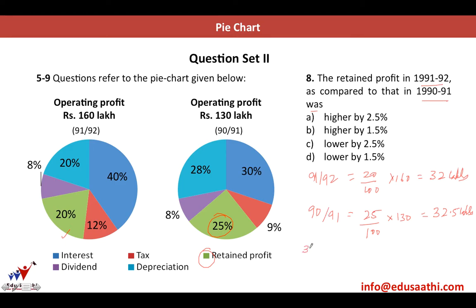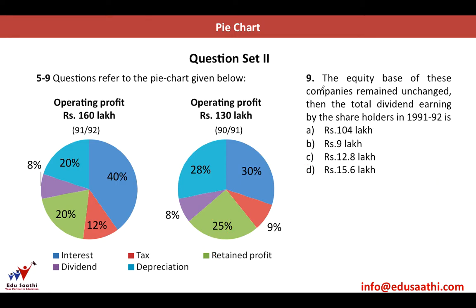So we have to calculate the percentage increase or decrease. So what is the final value? 32 minus 32.5 divided by 32.5. This is the final value. This is the initial value, divided by the initial value into 100. So this gives me minus 0.5. The minus sign here shows that there is a decrease, so it has to be lower. 0.5 divided by 32.5 into 100. So when you calculate this, you will get the answer as lower by 1.5%.